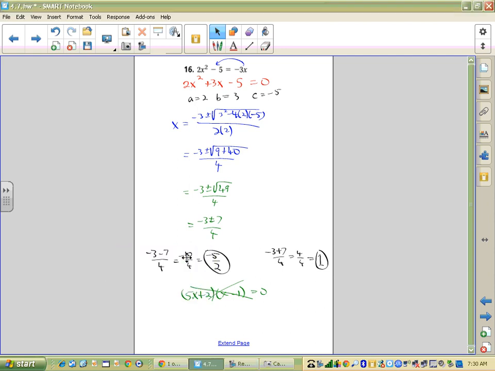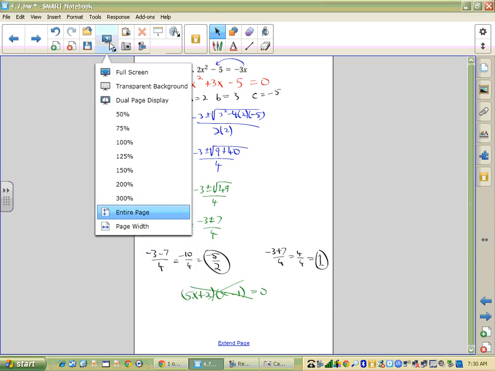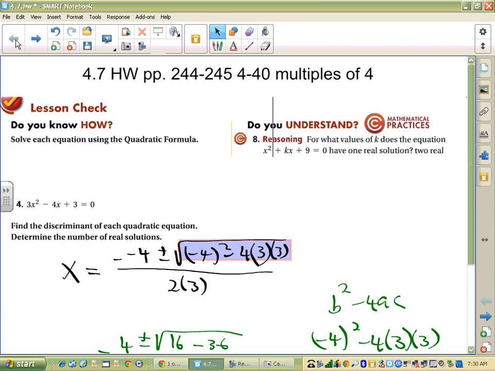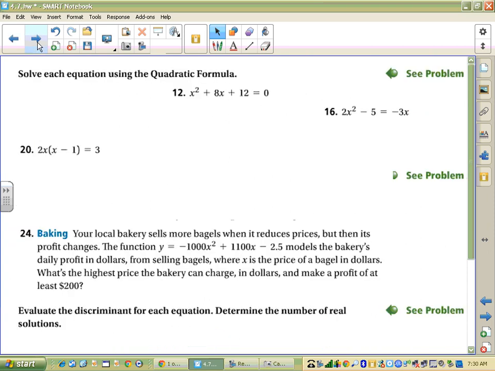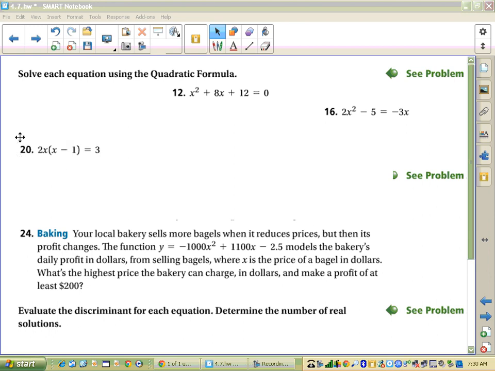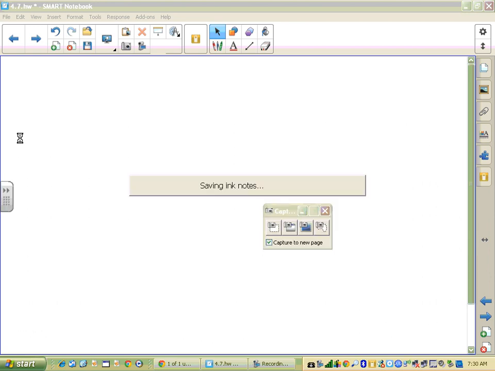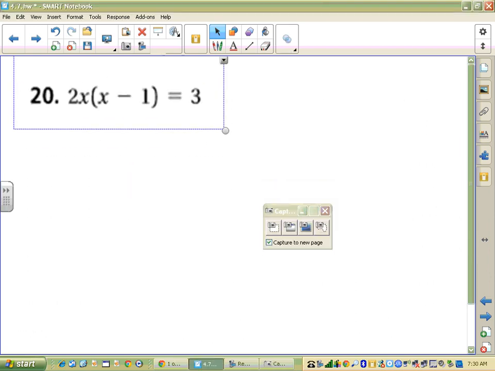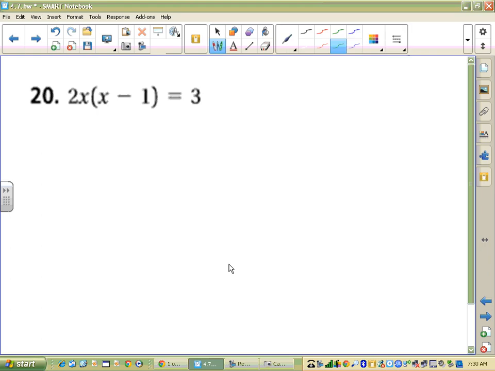So here's a continuation then of the homework for Algebra 2. This is Chapter 4, Section 7. If you watched the first video, we went through number 4, 12, and 16. Number 20, maybe you noticed this about 20, maybe you didn't. I hope somebody did. 20 we had actually done in class as an example. So I'm going to kind of rush through this one.